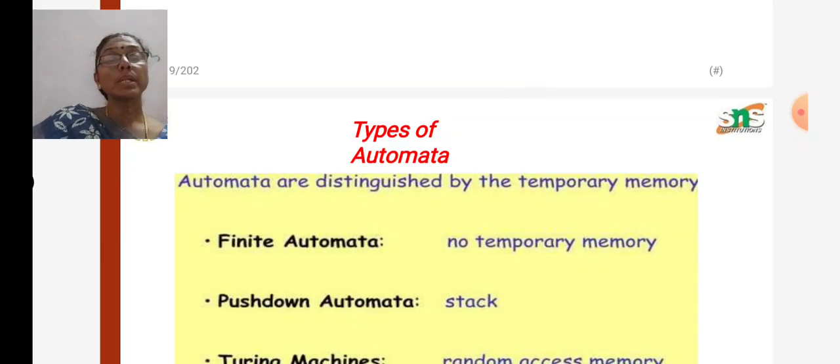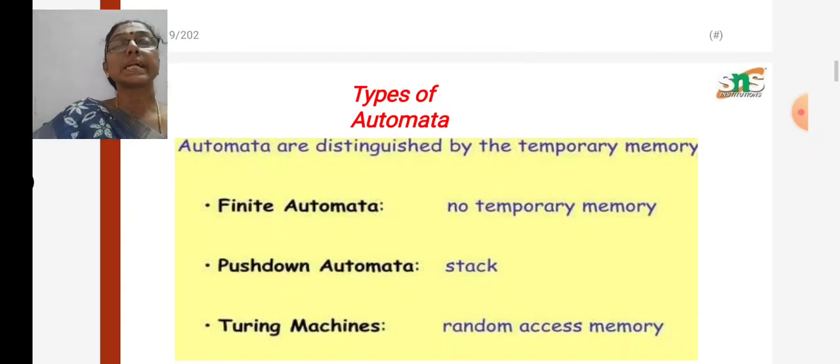But in the push-down automata, we have a temporary memory as a stack. We all know what a stack is. A stack is last in, first out order. Here we use the push and pop operations. So for the state to next-state transitions, the state information is stored in the temporary memory, which we call a stack.